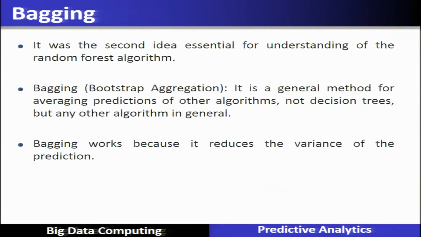So, after understanding bootstrapping, let us see another technique which is called bagging. It is the second idea essential for understanding the random forest algorithm. Bagging, in shorthand, is called bootstrap aggregation. It is a general method for averaging predictions of other algorithms, and not only for decision trees, but for any other models it can be applied. Bagging works because it reduces the variance in the prediction.